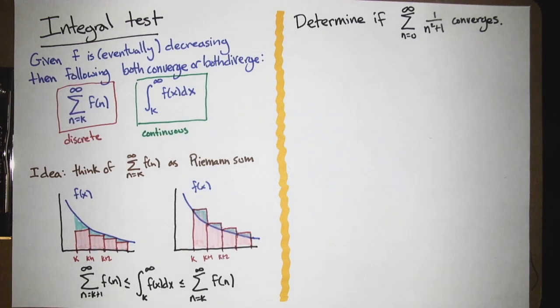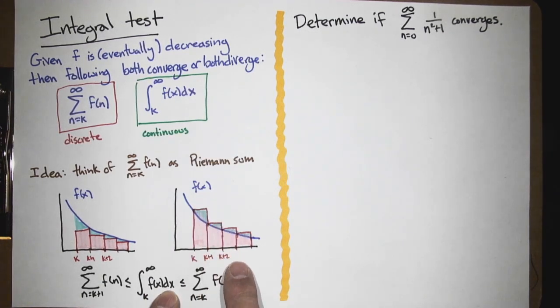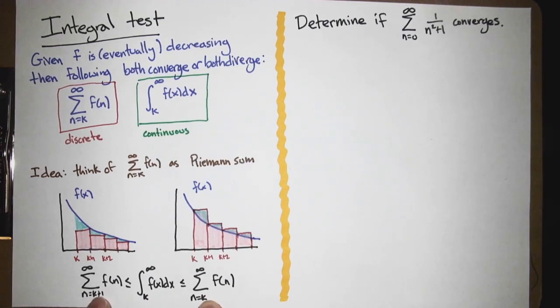But now we play the game a second time, saying, let's not pick the right endpoints. Let's pick the left endpoints. So now the area would be f of k times 1 for the first one, f of k plus 1 times 1, f of k plus 2, and so forth. So it's the sum, and now we start at k instead of k plus 1: the sum from n equals k to infinity of f of n. Those rectangles are bigger than the integral.